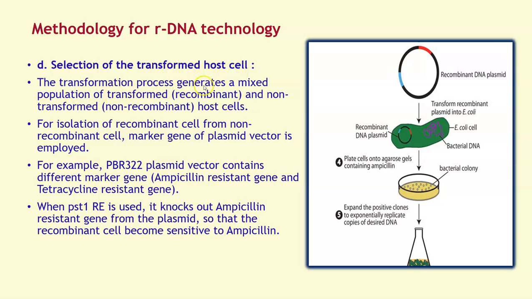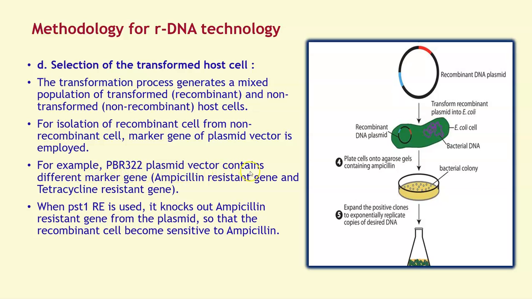Students, the fourth step is selection of the transformed host cell. The transformation process generates a mixed population of transformed, that is recombinant, and non-transformed, that is non-recombinant, host cells. For isolation of the recombinant cells from the non-recombinant cells, marker genes of the plasmid vectors are employed.